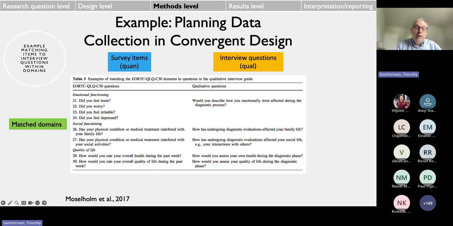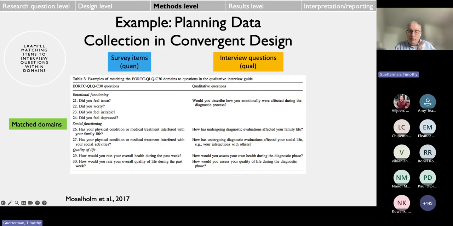We have social functioning, a couple questions, quality of life, and a few questions. So then on the right-hand side, these are the interview questions that she was asking in these individual semi-structured interviews. And the idea is that it's really planned in a systematic way. So for these questions on emotional functioning, she was asking this qualitative question: would you describe how you emotionally were affected during the diagnostic process?